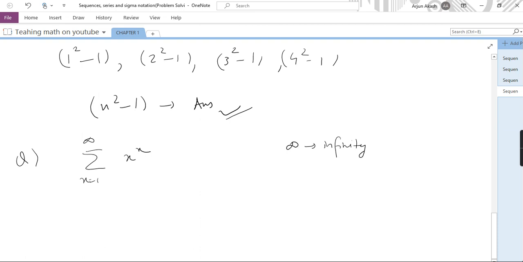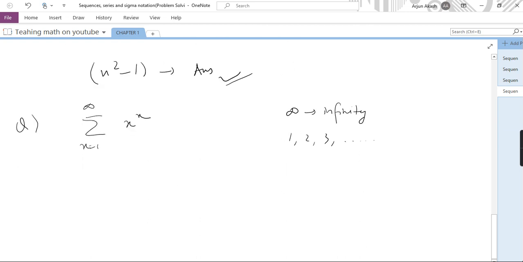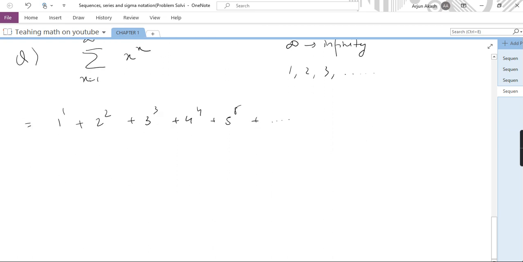So here in this context, it means the sequence never ends, right? So it's 1, 2, 3, it keeps on going. And we just expand this, and this is pretty simple, right? So we take the values one by one: 1 to the power 1 plus 2 squared plus 3 cubed plus 4 to the power 4 plus 5 to the power 5. And we keep on taking this. This keeps on going to infinity. So yeah, it's not that tough to be honest.